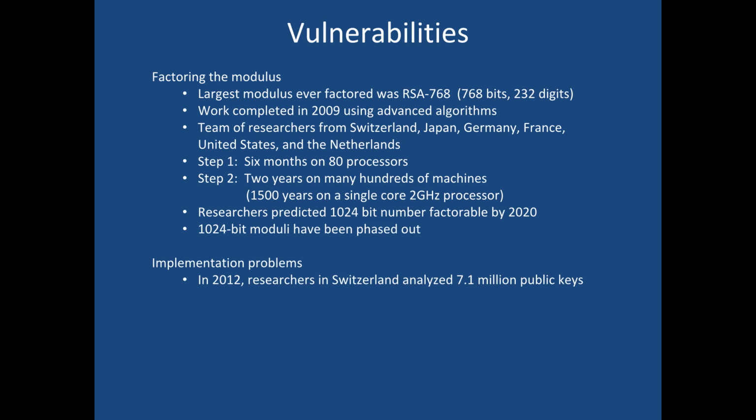So in 2012, some researchers in Switzerland went out on the web and found all the RSA public keys that they could, because they're public. So they found 7.1 million public keys out there. There's probably more, but that's just the ones they worked on. And they found that 27,000 of them offered no security at all. They were useless.